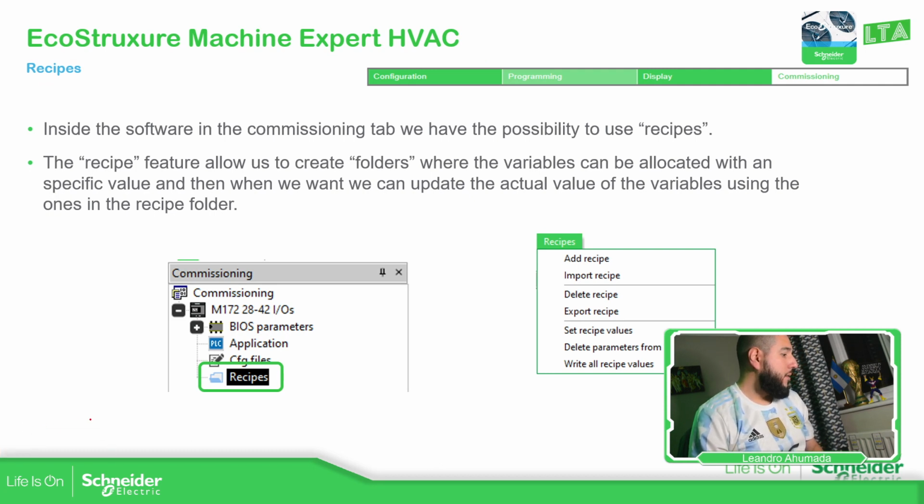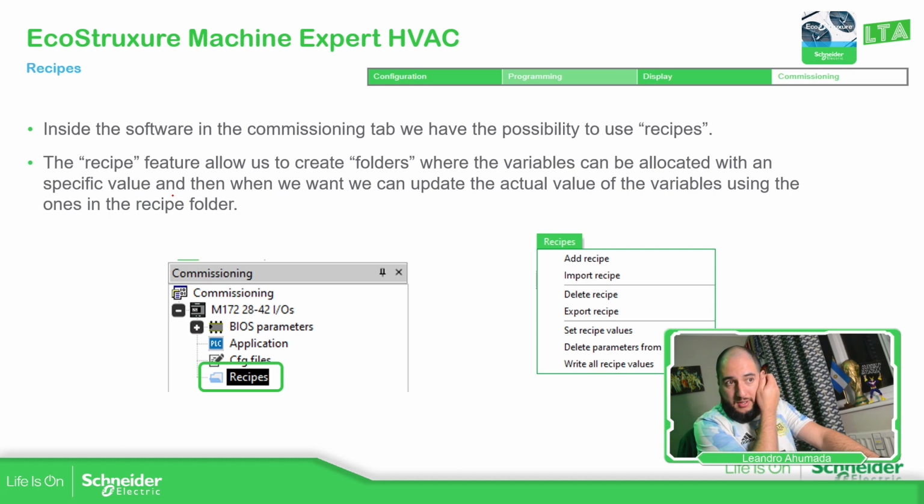Okay, so let's take a look here. Good. So when we go to the commissioning tab, we have the possibility to use recipes. It's a little bit different to recipes used, for example, in HMIs. It's different, but we have this option to use recipes. Okay, and we're going to see how it works.